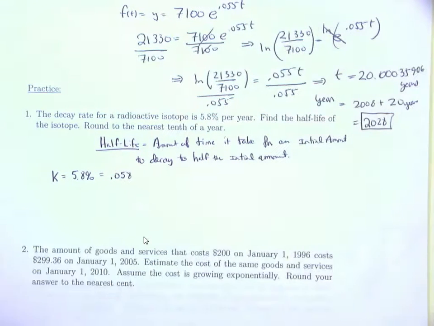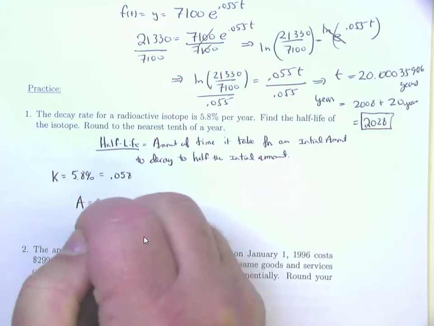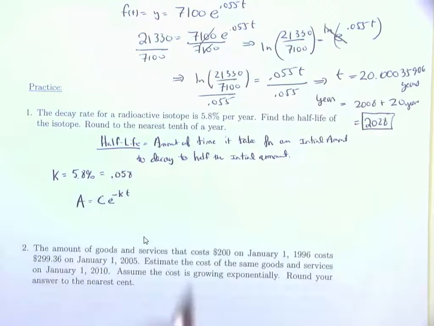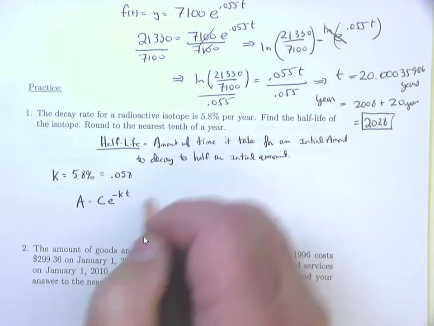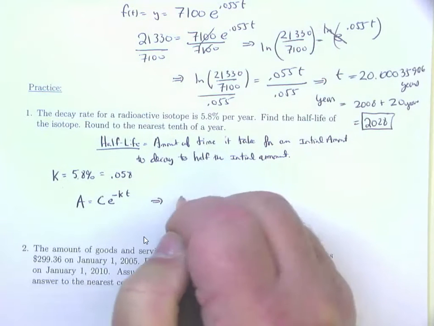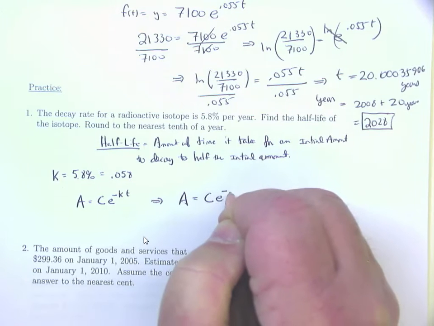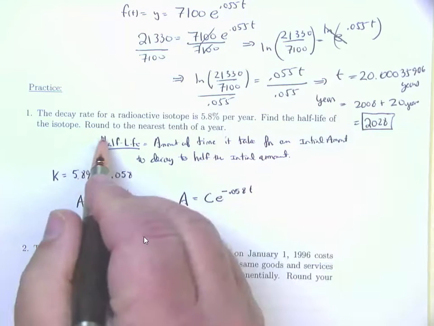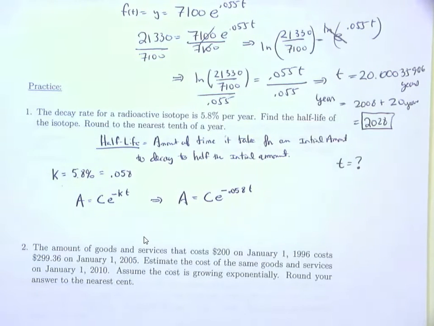And in terms of radioactive growth or decay, the formula is A equals C e to the negative KT, because it is a decay problem. And this is the K value here. So I get A is equal to C e to the negative 0.058 T. Now, when they ask for half-life, the question is, what's the time? How long is it going to take?